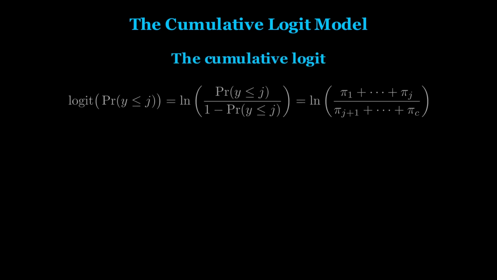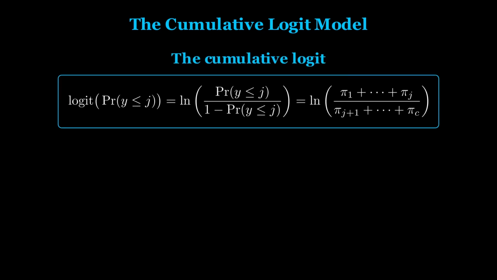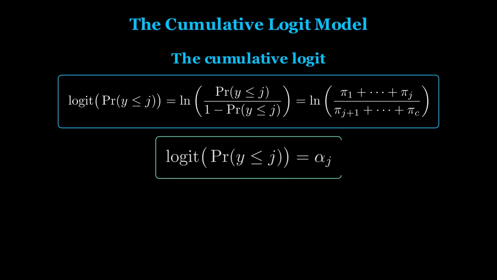The cumulative logit is the log of the odds of that split, the probability of being at or below category j, divided by the probability of being above it. Written out in terms of the category probabilities, it's the sum of pi_1 through pi_j over the sum of pi_(j+1) through pi_c. The simplest cumulative logit model just sets that equal to a constant, alpha_j. These alphas are called the cut point parameters, and they define the boundaries between the levels of the ordinal response.